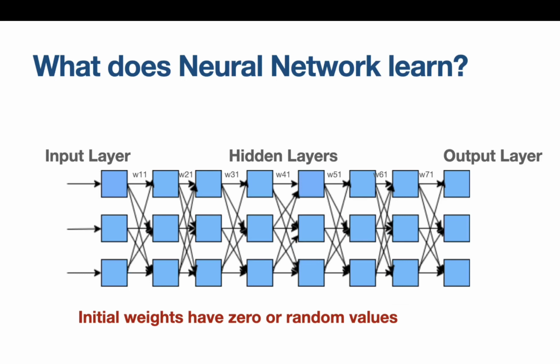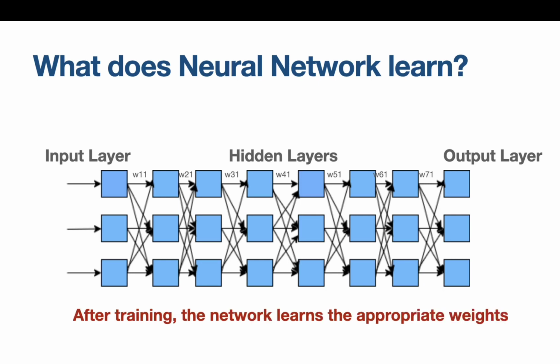Initially the weights will be set to 0 or small random values. As part of training, the weights will get updated and the network learns the correct weights based on the training data. So here the actual learning is in the weights, and when the network has completed the training, the weights represent the actual learnings.